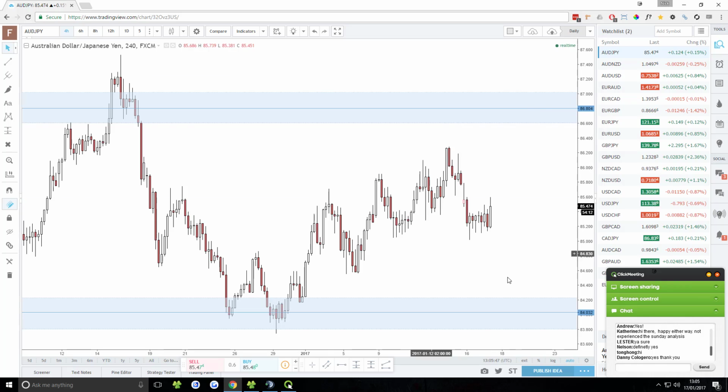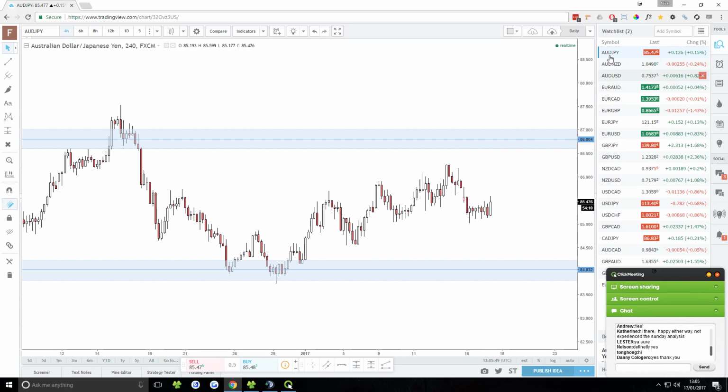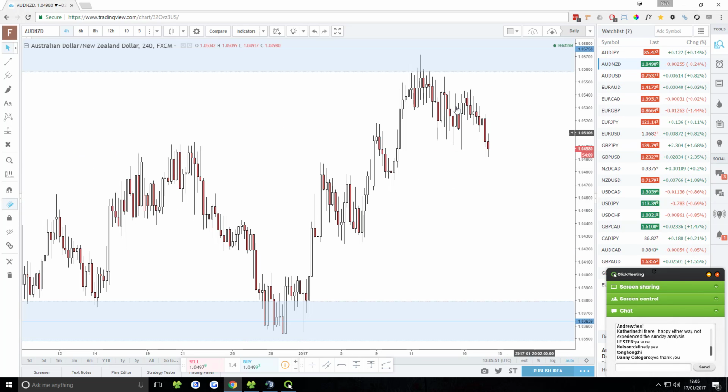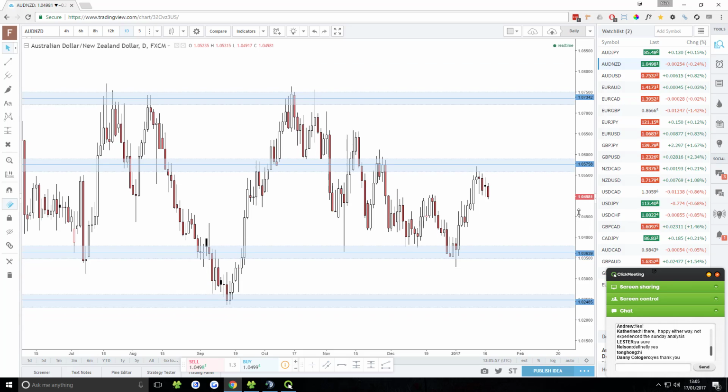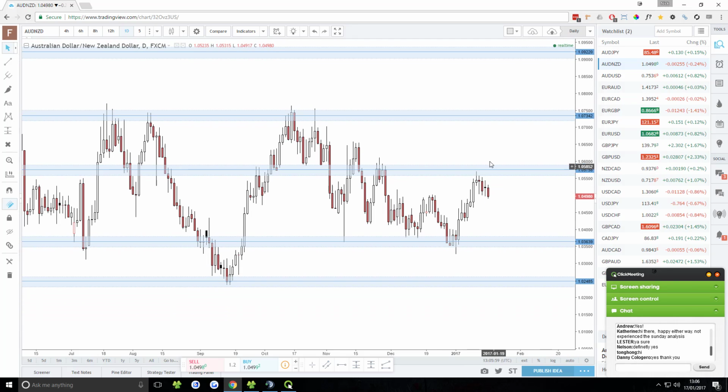It's in between two support resistance areas, so we're not going to get anything on AUD JPY. Let's look at AUD New Zealand, starting from the daily and work our way down. AUD New Zealand is already in a reversal, so it's already headed down. This actually looks like a good setup, but it's already triggered, so it's too late to get in.